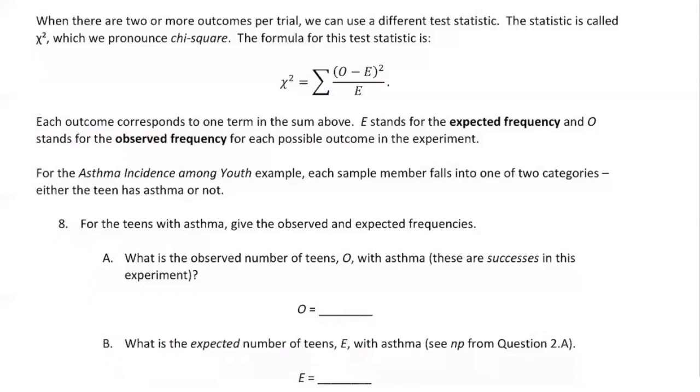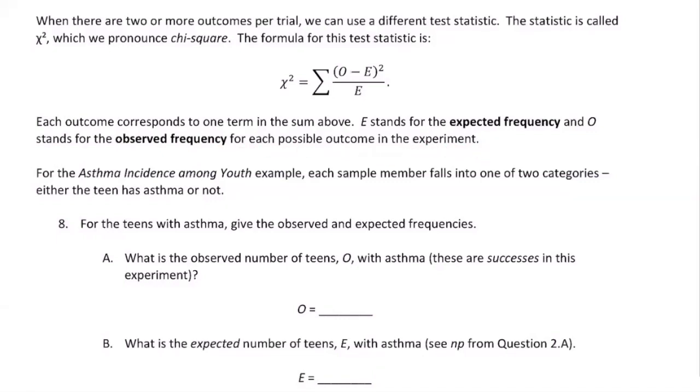Each outcome for the categorical variable, remember there's more than 2 outcomes. So each outcome in the variable corresponds to one term in the sum above, right? That big Greek letter sigma here is a sum of a bunch of terms that look like this. But what are they? Well, E in the terms stands for expected frequency, and O stands for observed frequency for each possible outcome in the experiment.